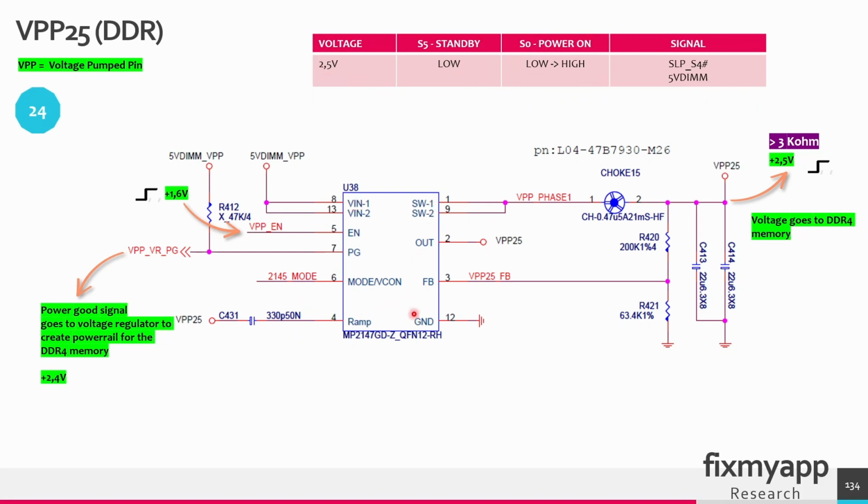This is the buck converter, so the enable signal goes into this enable pin. The 5 volt DIMM VPP is the power supply for this chip. When this enable signal is high, it will turn on this chip and it will start generating the 2.5 volt. And this voltage goes to the DDR4 memory. When this buck regulator is functioning correctly, it will create a power good signal called VPP VR power good. And this power good signal will go to the voltage regulator to create the voltage for the DDR4 memory.